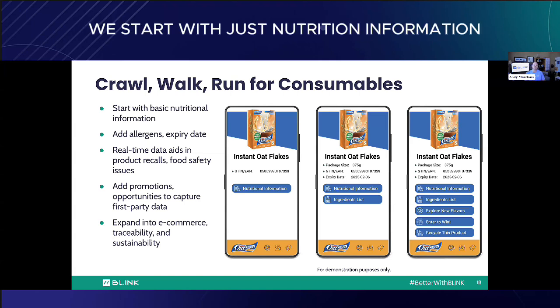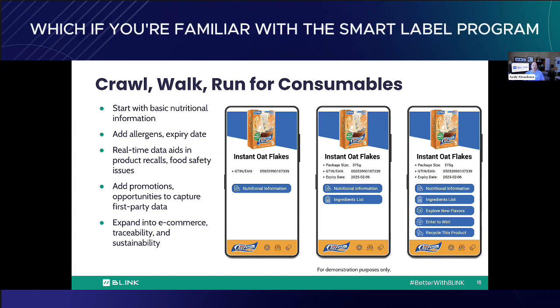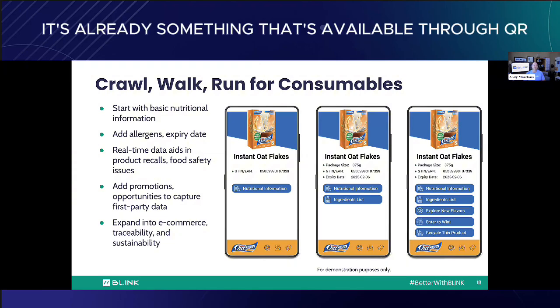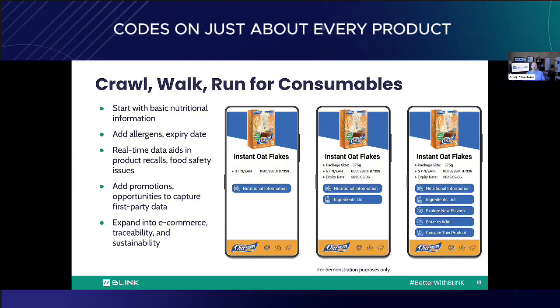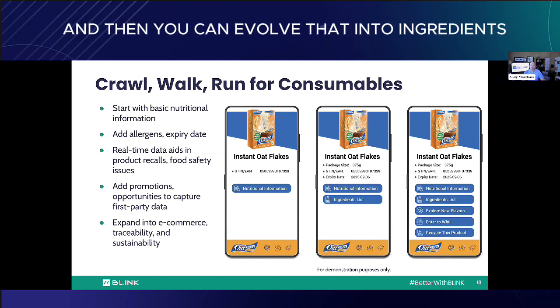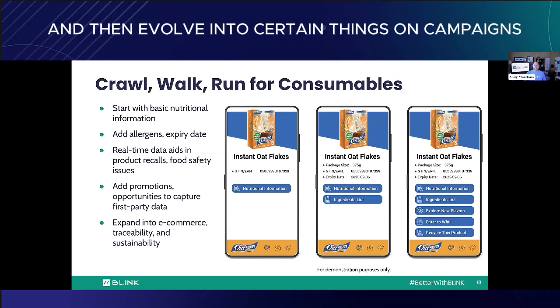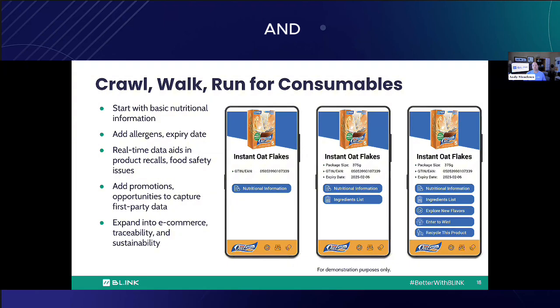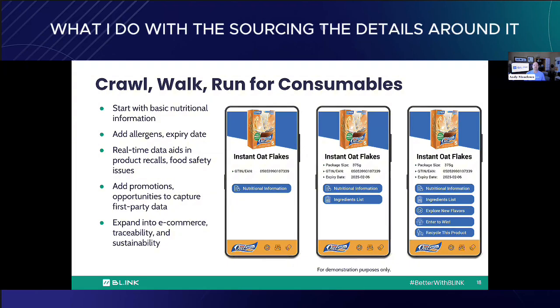We can start with just nutrition information, which, if you're familiar with the Smart Label program in the United States, it's already something that's available through QR codes in just about every product. That can be a simple starting point. And then you can evolve that into ingredients, and then evolve into certain things around campaigns and what do I do with the sourcing, the details around it.